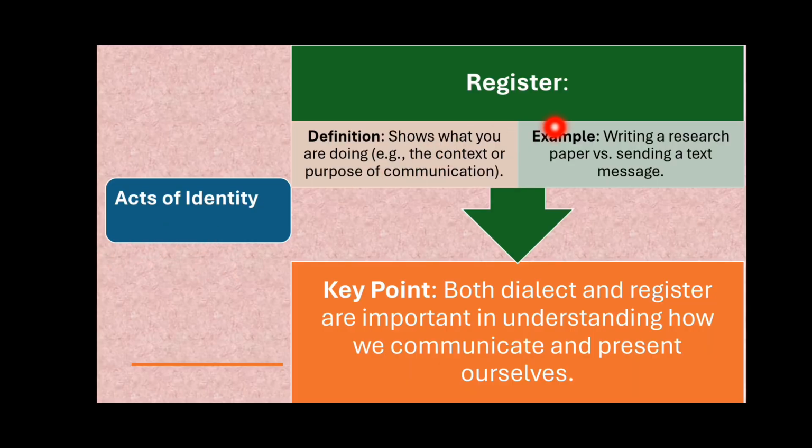Acts of identity. Register now shows what you are doing, for example, the context or purpose of communication. Example: writing a research paper versus sending a text message. If you are writing a research paper, that is a formal context, right? The purpose of communication is different. And when you are sending a text message, it's another context, okay? And the purpose of communication also changes. So both dialect and register are important in understanding how we communicate and present ourselves.